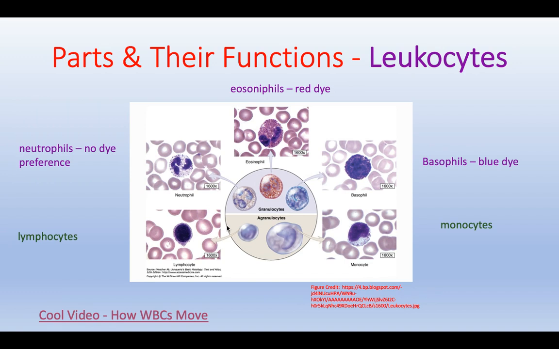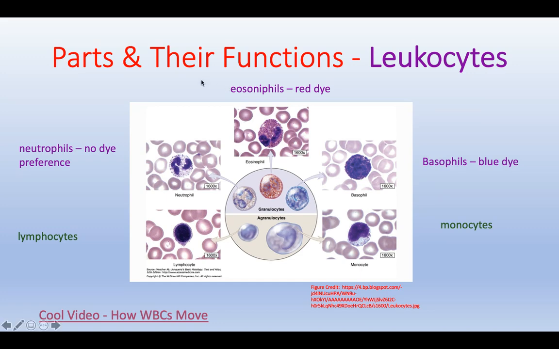Leukocytes are the white blood cells, and leukocytes can be divided into 2 major groups. One is granulocytes, and the other is agranulocytes. As you can see here, the top 3, the neutrophils, eosinophils, and basophils, are all granulated. You can see these little packets within these larger cells, and the nuclei tend to be irregular and multinuclear in shape.